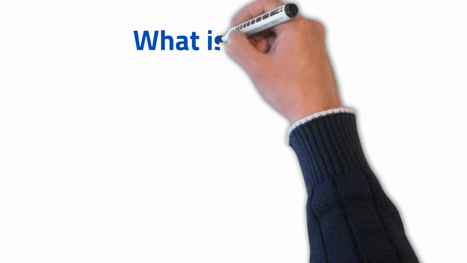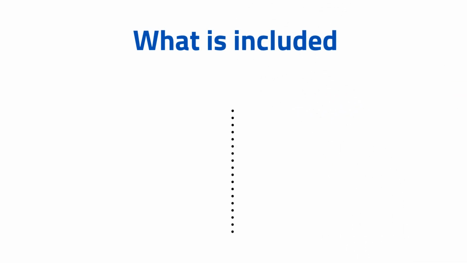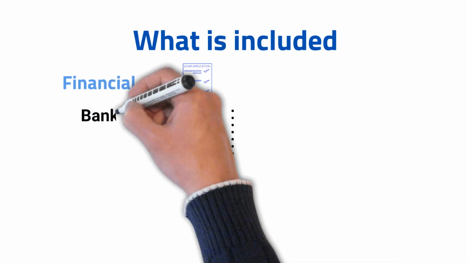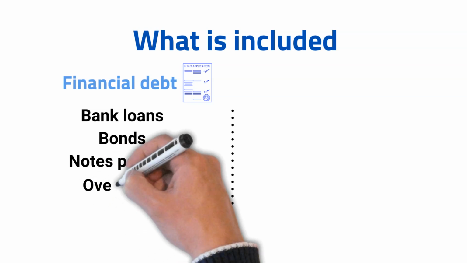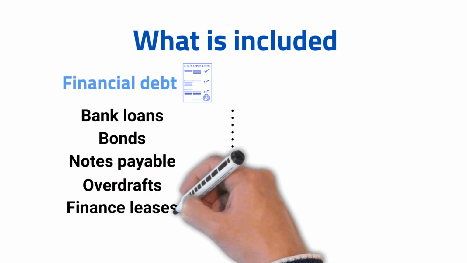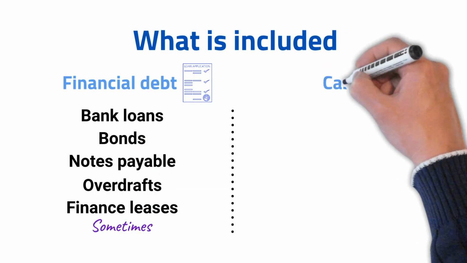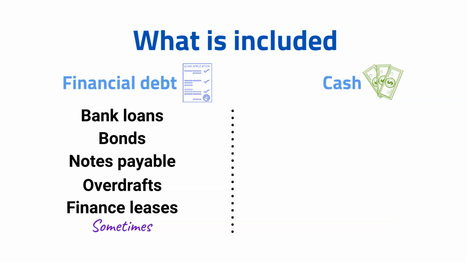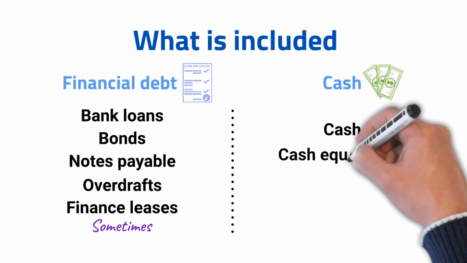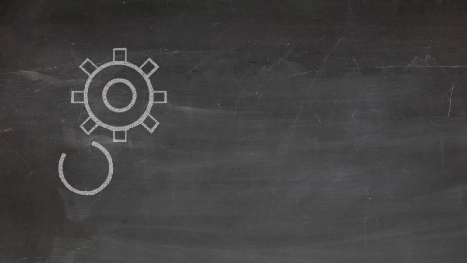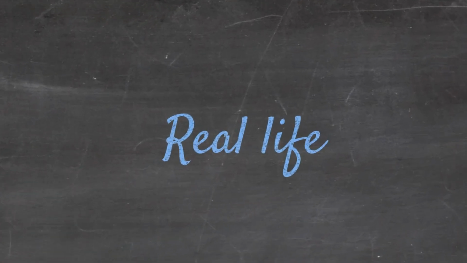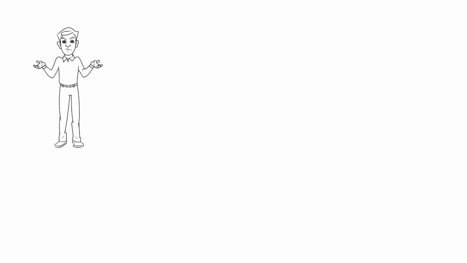Now, let's look at what normally goes into the calculation of net debt. In the financial debt, you would typically include bank loans, bonds, notes payable, overdrafts, and sometimes also finance lease liabilities. In the cash, you normally include cash, cash equivalents, and highly liquid short-term investments. Sounds quite simple, right? But here is where things get interesting. Real life is rarely simple.